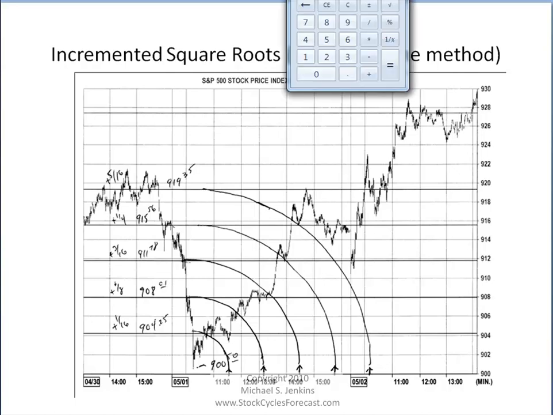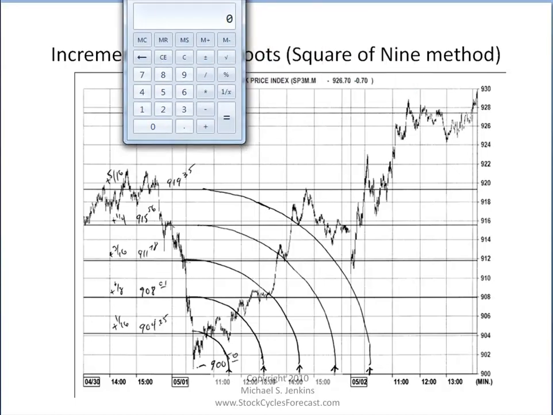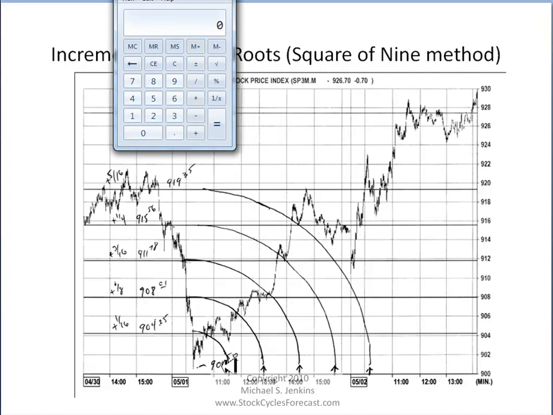So what I mean by this is we'll just take a little calculator here. And if the low was 900.5, we can take the square root of that, which is 30 something, and we would add a 16th, which is 0.0625, and we add that, and now what we do is we re-square that again. So we multiply that times that, and then we get 904.25.